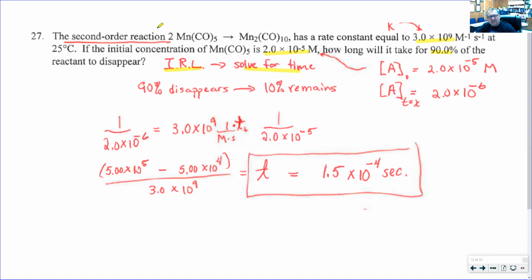I know this is a second order, so I just need to go use the integrated rate law for a second order. If the initial concentration is this 2 times 10 to the minus fifth, at time x, I want to get rid of 90% of it, so that means 10% is remaining. That means it's 2 times 10 to the minus 6. And most of you recognize this and set that up right. So for a second order reaction, it's the inverse of the concentration at time x is equal to the rate constant K times time, that's what we're looking for as our variable, plus the inverse of the initial concentration.